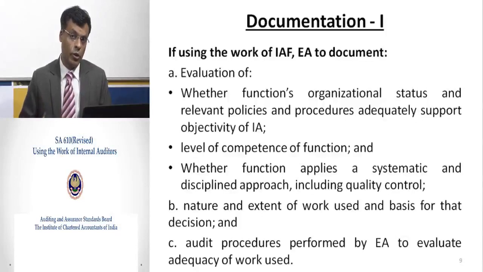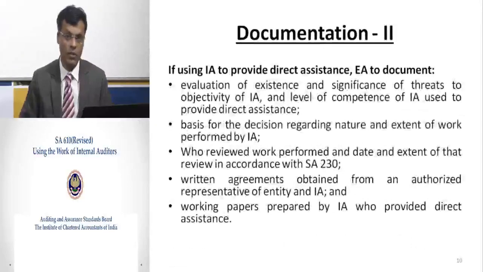The external auditor should also document the nature and extent of work used and the basis for that decision, and the audit procedures that are performed by the external auditor to evaluate the adequacy of the work. The external auditor should also document the evaluation of the existence and significance of threats to the objectivity and the level of competence of the internal audit used to provide direct assistance.